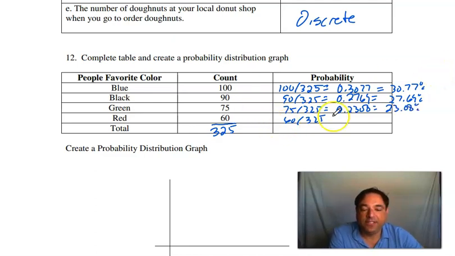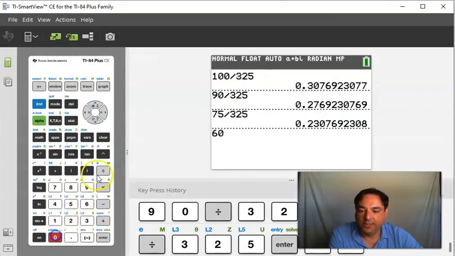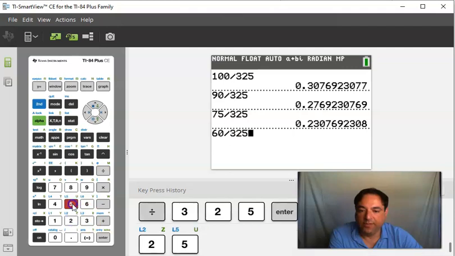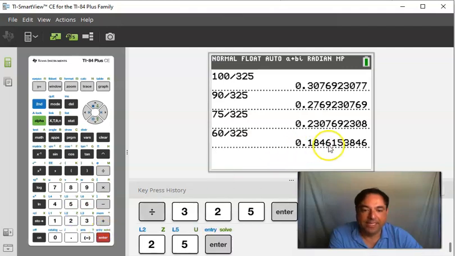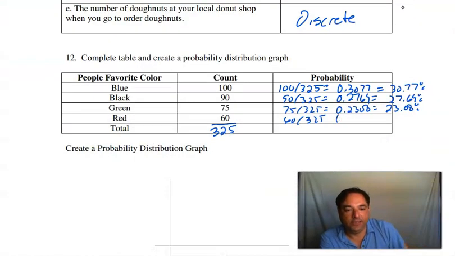Then we have 60 divided by 325. That would be 0.1846. Again, the 6 is next to the 1. 1 means it stays the same. It has to be 5 or larger to round up. So it's 0.1846, which would be 18.46%.